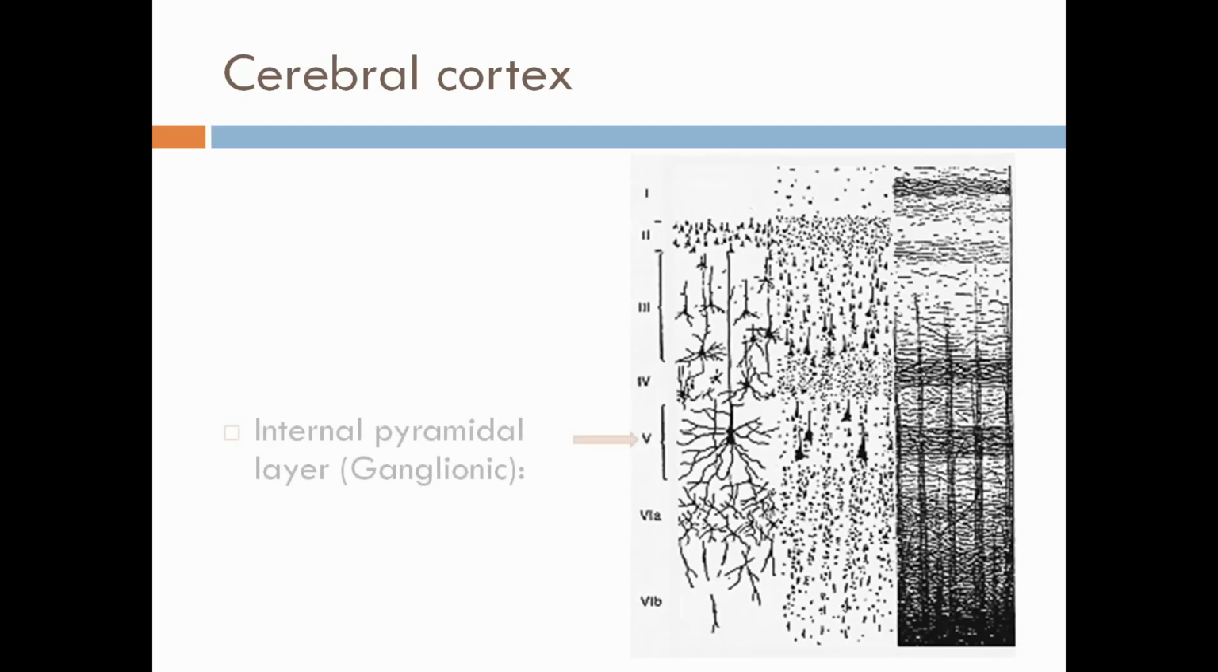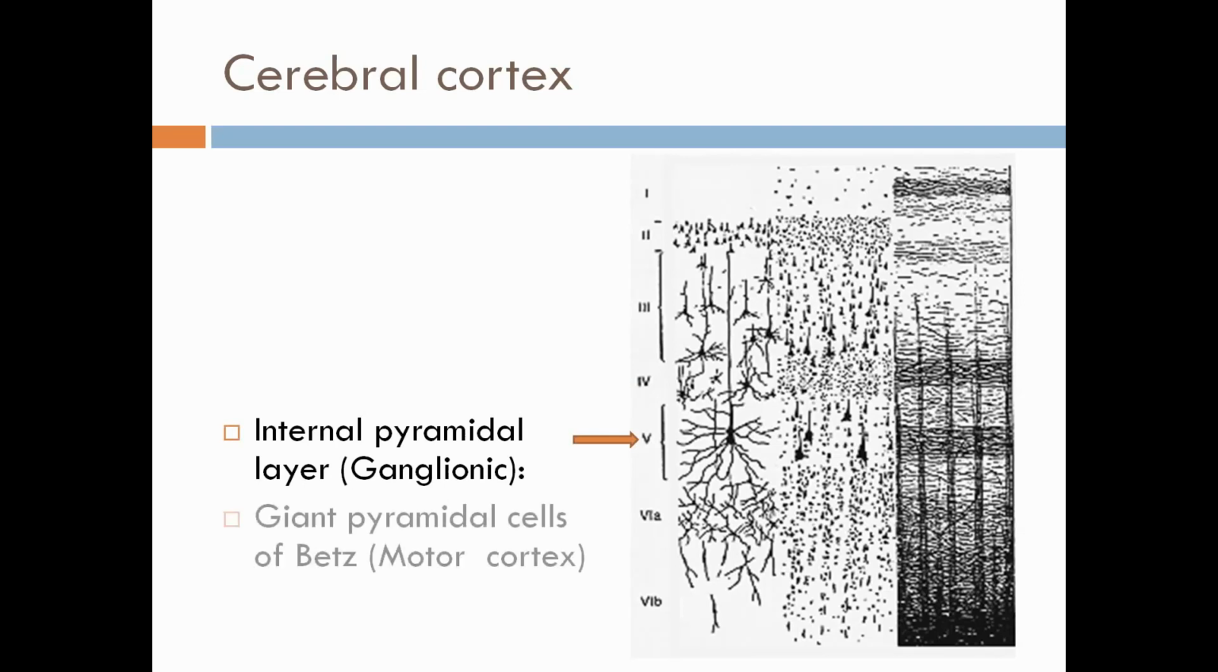Layer 5 denotes the internal pyramidal layer, which is also called the ganglionic layer. This layer is very prominent in the motor cortex and consists of the large pyramidal cells of Betz, which give rise to the pyramidal tract or the corticospinal fibers. This layer contains the fibers which comprise the internal band of Baillarger.